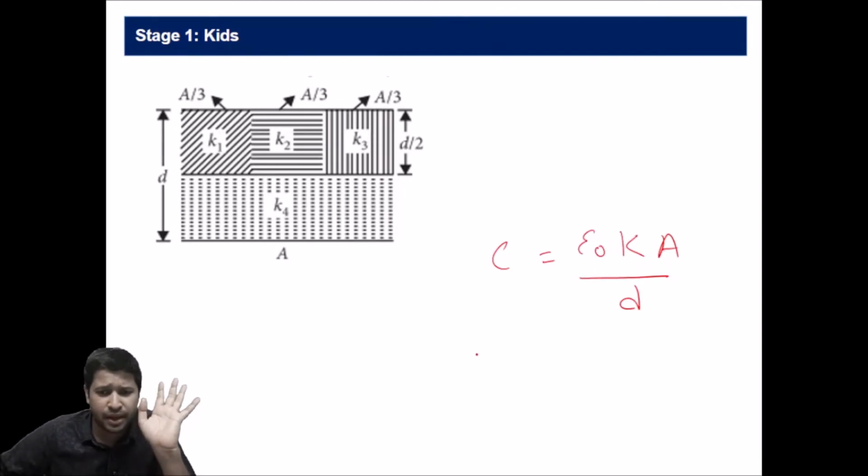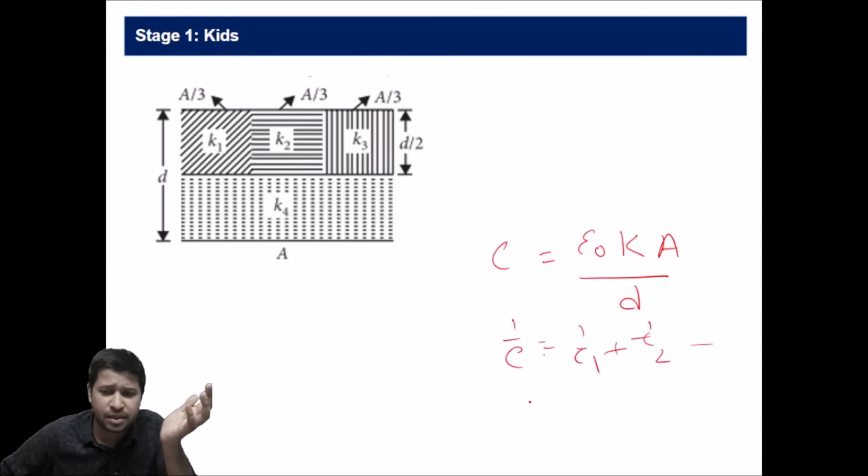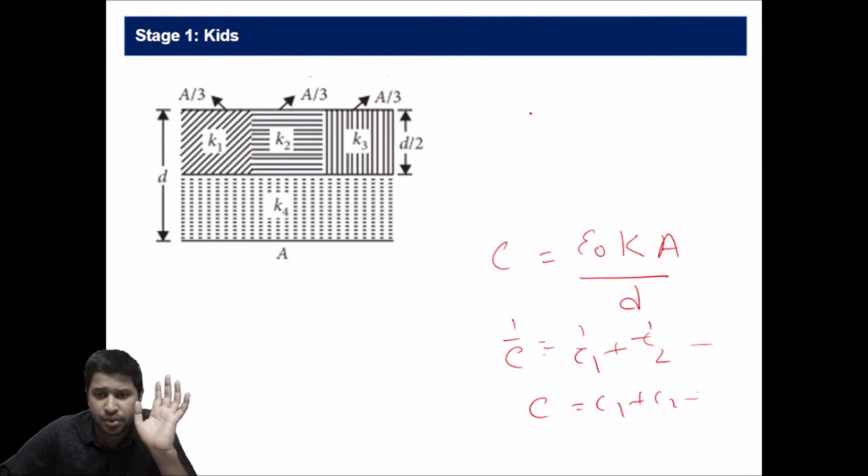That's all I know, and I know that series is 1 by C is equal to 1 by C1 plus 1 by C2 and so on, and parallel is C is equal to C1 plus C2 plus this. And when there is a lot of dielectrics organized like this, I don't have any clue how to do this problem. So I just give up on this. This is the first stage.